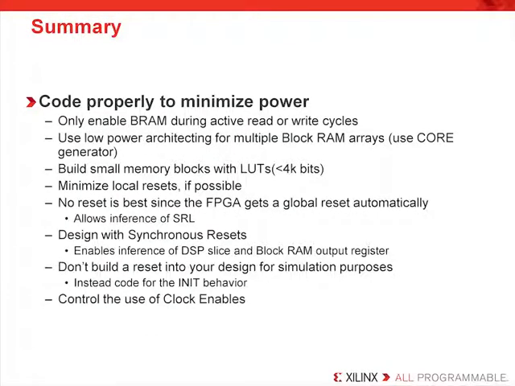In summary, we want to encourage you to code properly to minimize the power of your design. First of all, only enable block RAM use during active read or write cycles. Use low power architecting for multiple block RAM arrays. That's the example where we looked at the core generator usage. Build small memory blocks with LUTs if they're less than 4K bits. Minimize your local resets if possible. Keep in mind that no reset is best since the FPGA gets a global reset automatically. This allows inference of the shift register LUT.